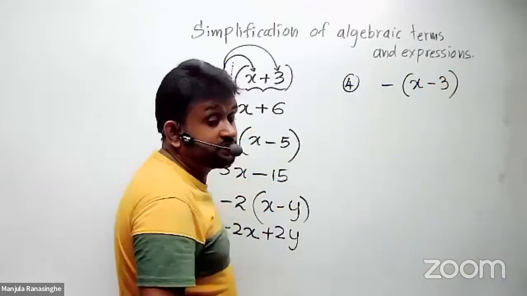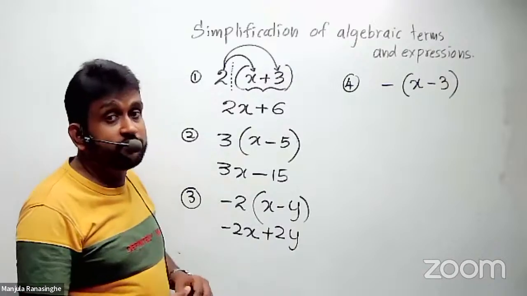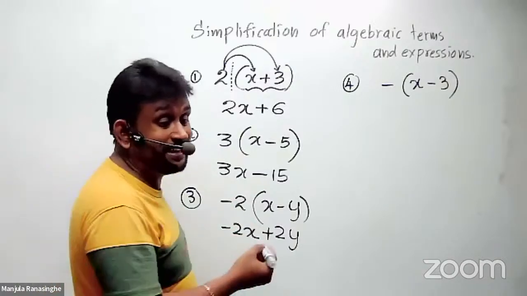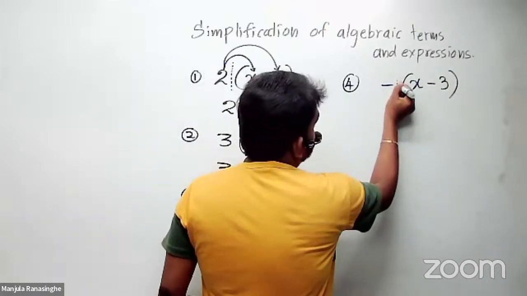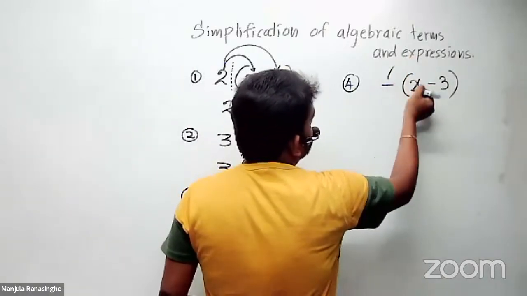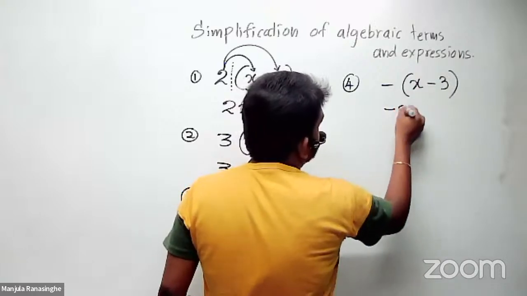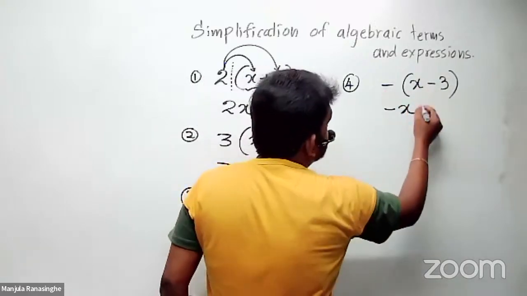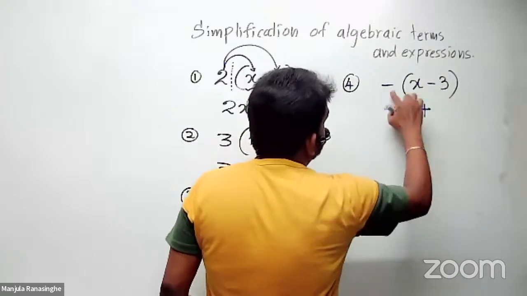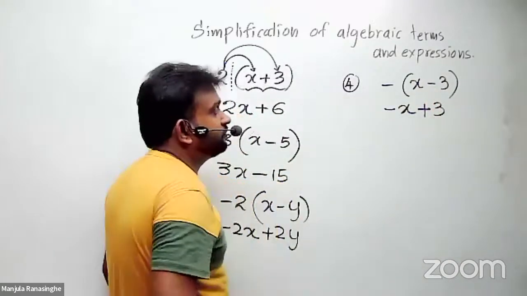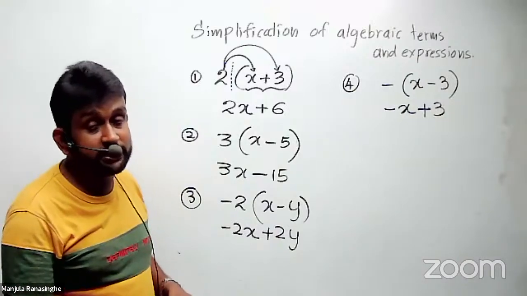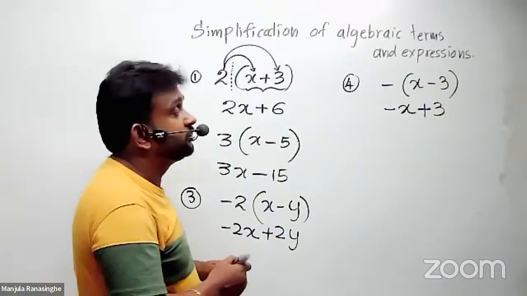So the fourth one, negative (x minus 3). What does negative mean? In front of that, a negative one is there. So imagine that is negative one. With the negative one, you can remove the bracket. Negative one into x, negative 1x, that means negative x. Negative into negative, positive, positive 3. So the final answer becomes negative x plus 3, positive 3.